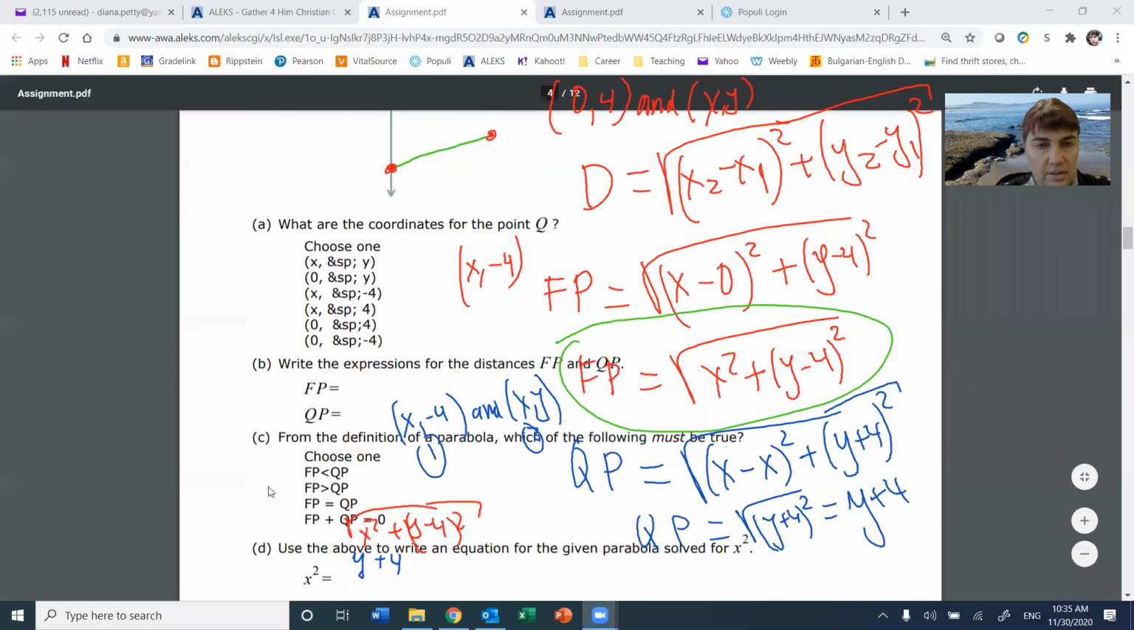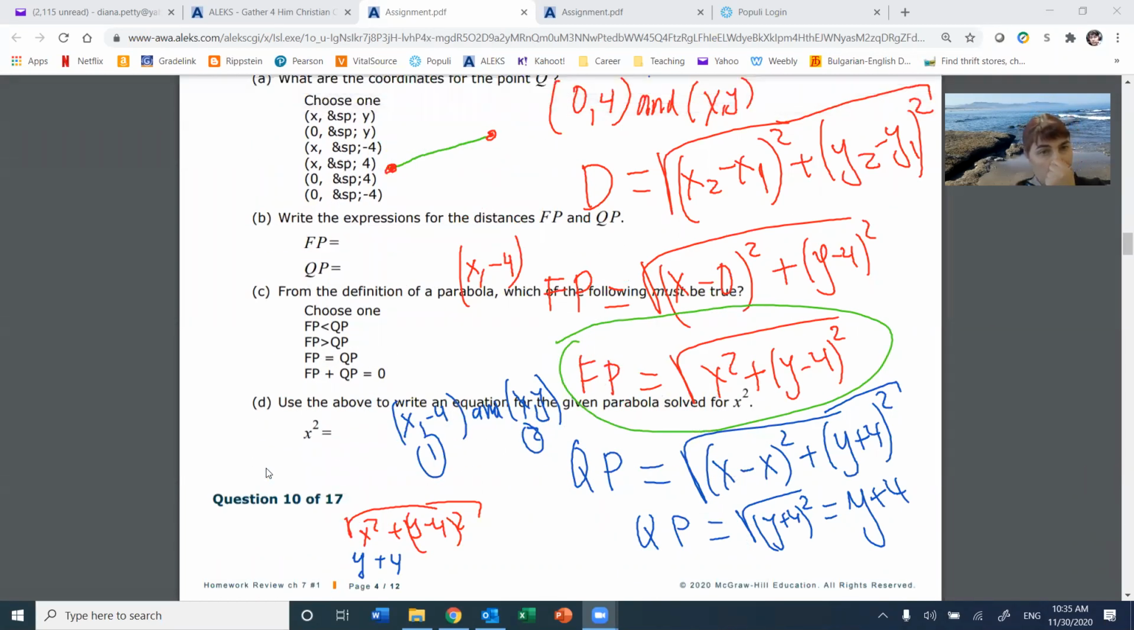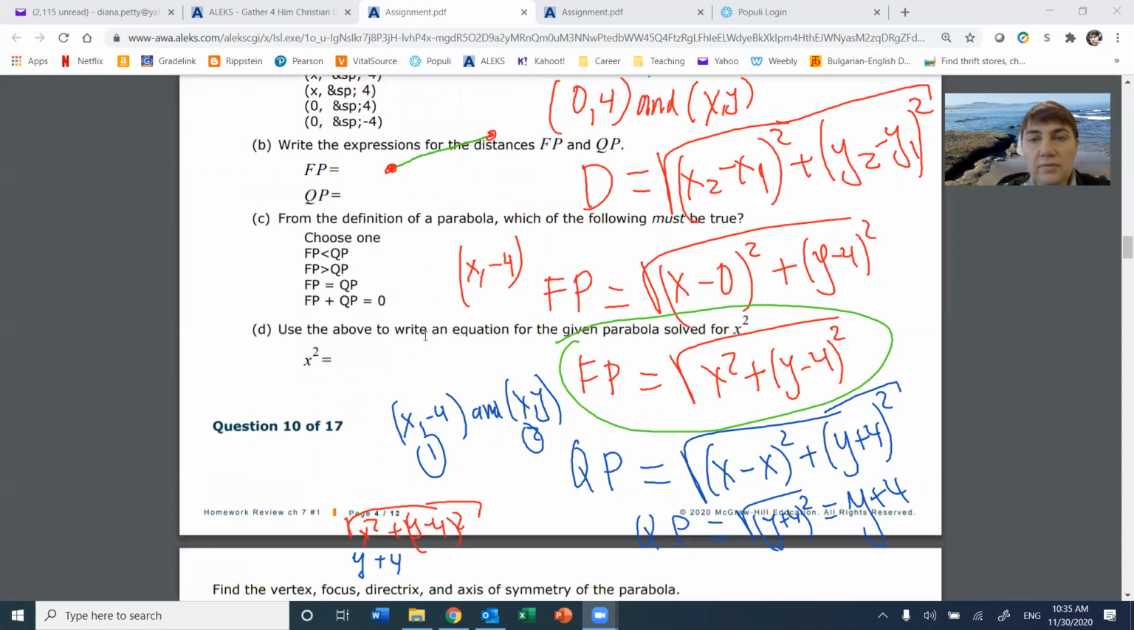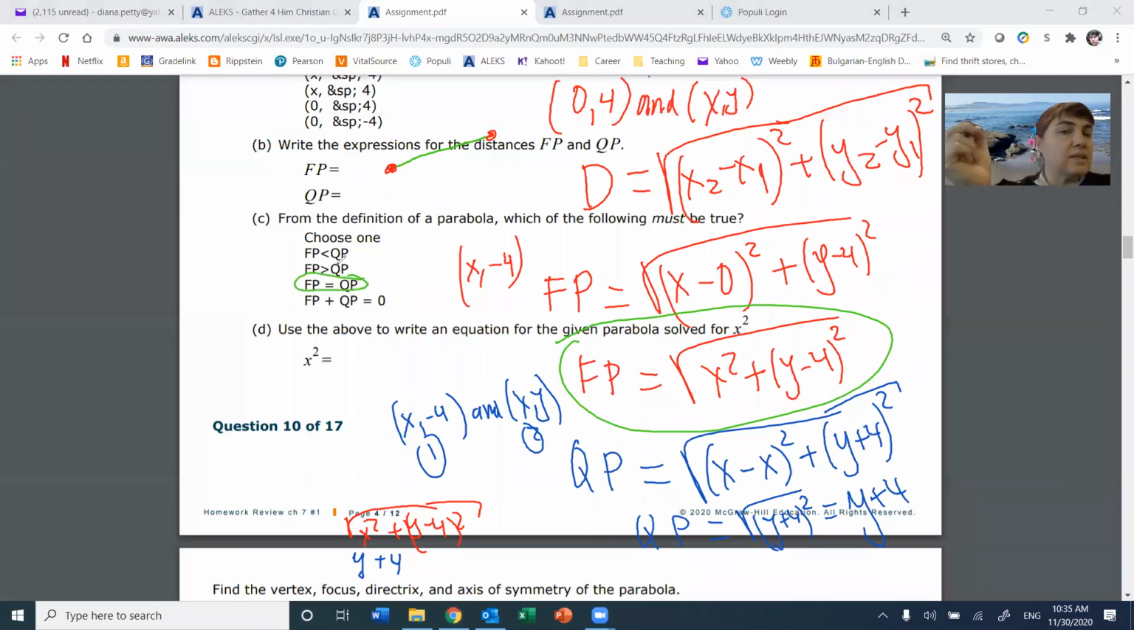Let's see what happens. C, it says: choose from the definition of parabola, which of the following must be true. So you don't need to look at what we got, we just look at which one of those expressions is true from the definition of parabola. What do you think? Yeah, so this is the one, because this is how parabola is defined. I've circled this answer. Let me go back to the picture.